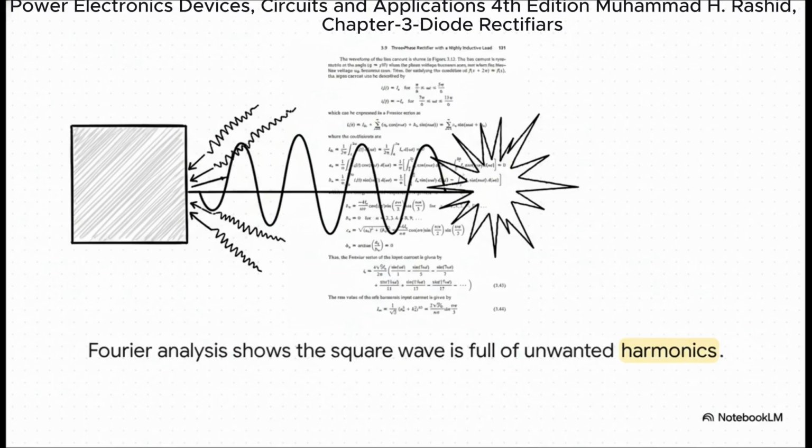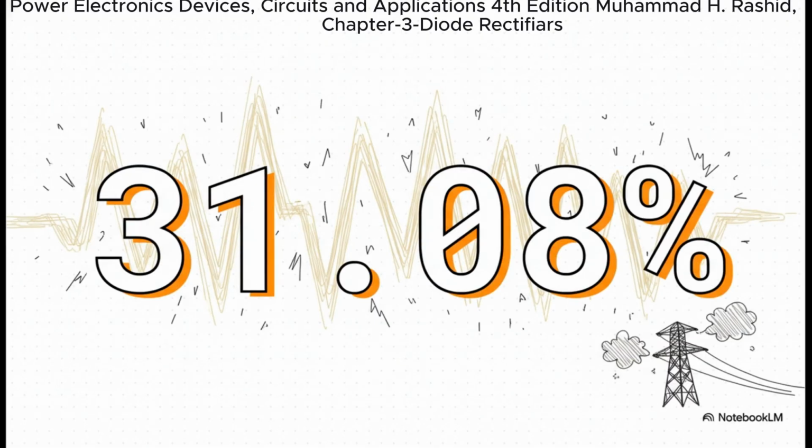Our square wave is made of the main frequency we actually want, plus a whole cocktail of unwanted, higher frequency waves. And we have a name for those. We call them harmonics. And we can actually put a number on how messy this is. The harmonic factor for this current is over 31%. Think about that. That means nearly a third of the current we're pulling from the wall isn't doing any useful work at the frequency we care about. It's just creating electrical noise, pollution that can mess with other electronics, and even cause transformers to overheat.